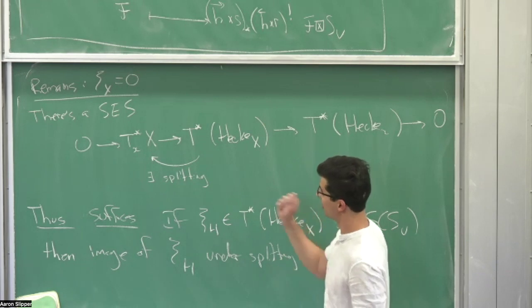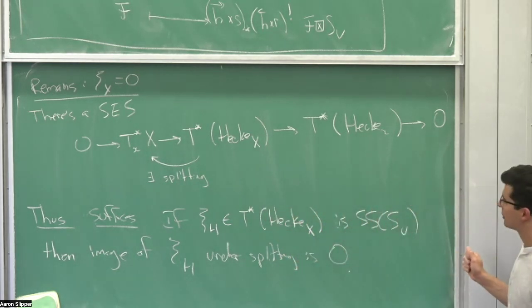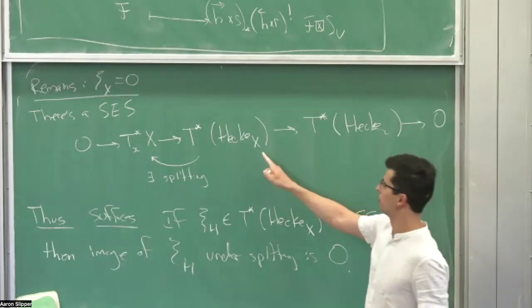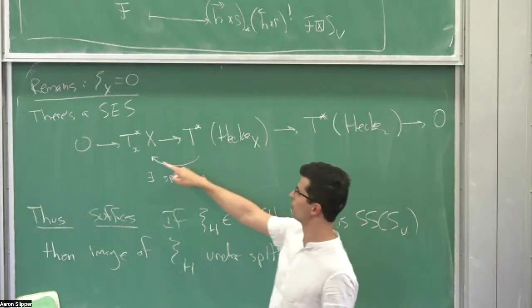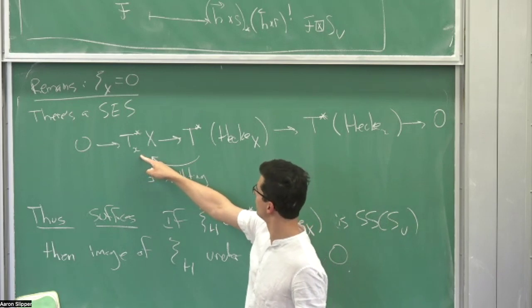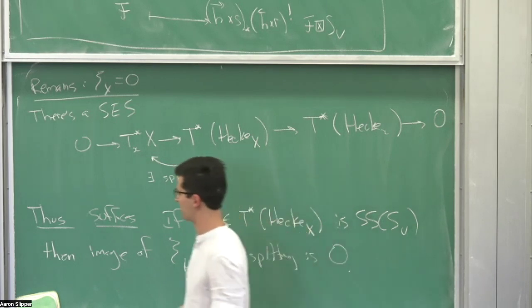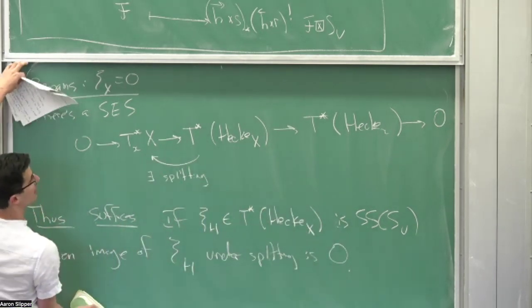Okay. Now here's what the argument boils down to. This question is local, so we can replace the curve by A1 and just assume x is the origin. And then we can actually compute this splitting explicitly. There's a very explicit formula, and let me write down what this formula looks like.